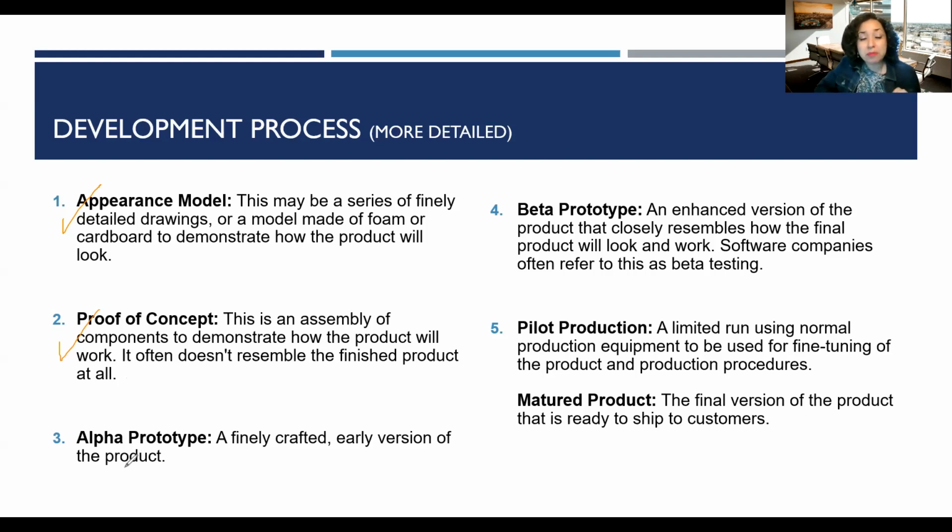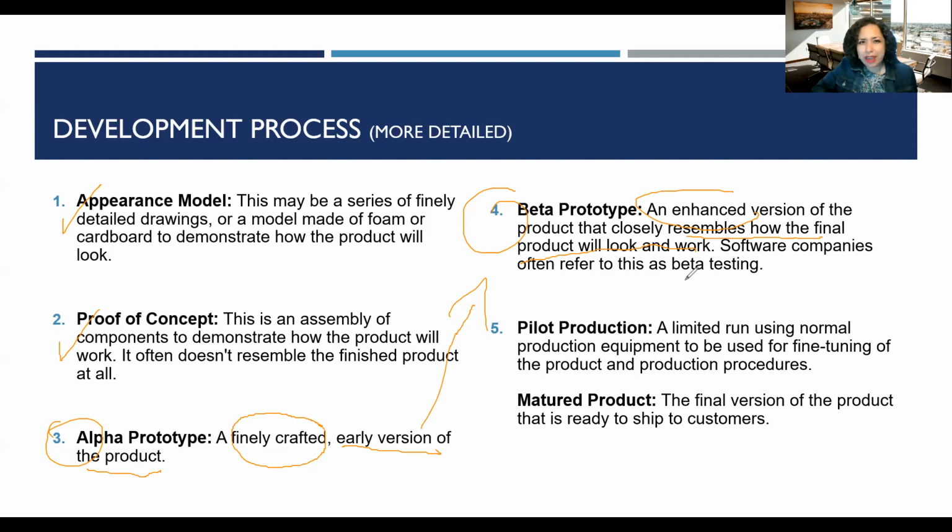But things become more interesting once you go to the alpha prototype and beta prototype, because the alpha prototype is kind of like the first crafted, early version of the product. You're ready to test it, but it still has some errors, some mistakes, but it's way more interesting because you can test it already. But the beta prototype is a little bit different. The beta prototype is an enhanced version, meaning a better version of the alpha prototype, and it resembles how the final product will look and work.